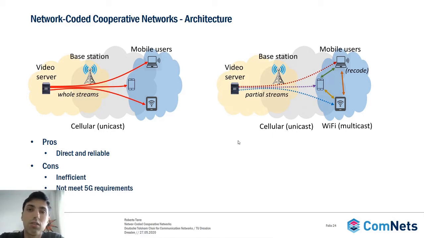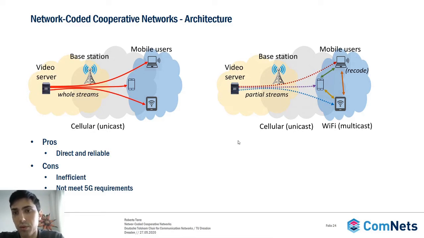we are sending too many streams, and in the end it will not meet the 5G requirements of energy consumption and through this improvement in throughput, for example, that we are looking. But in the end, as we can see, it's inefficient. We are sending 3 streams for 3 users when we can save the resources. How? With these network-coded cooperative networks.